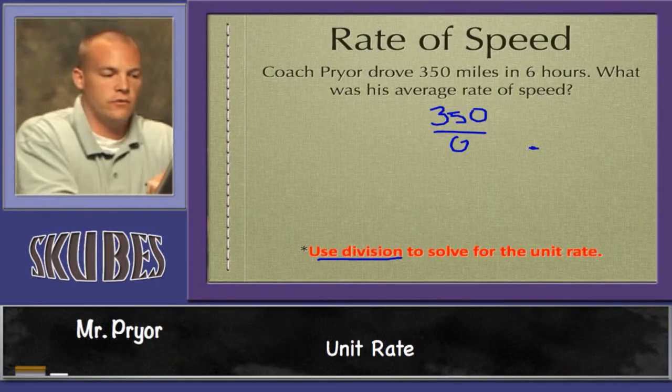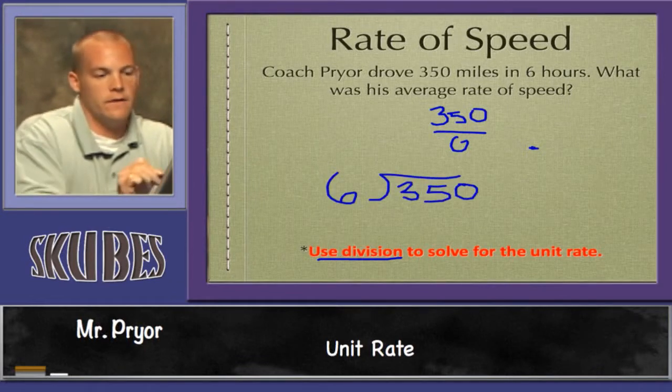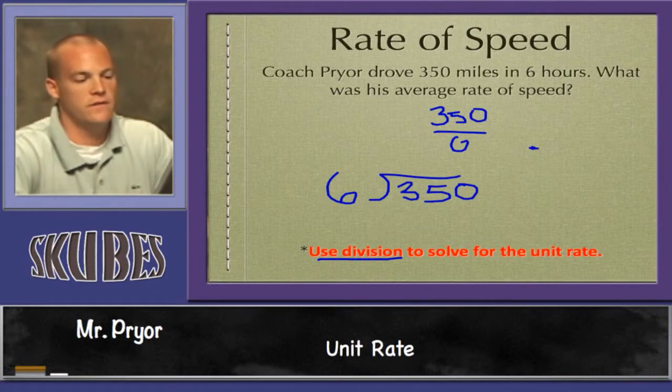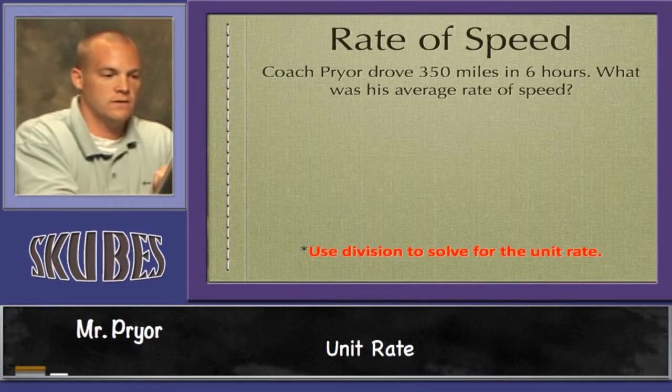So now you would need to divide. So it's always the denominator divided into the numerator, just like so. So that is your setup. So let's take a look now at what that division would look like.